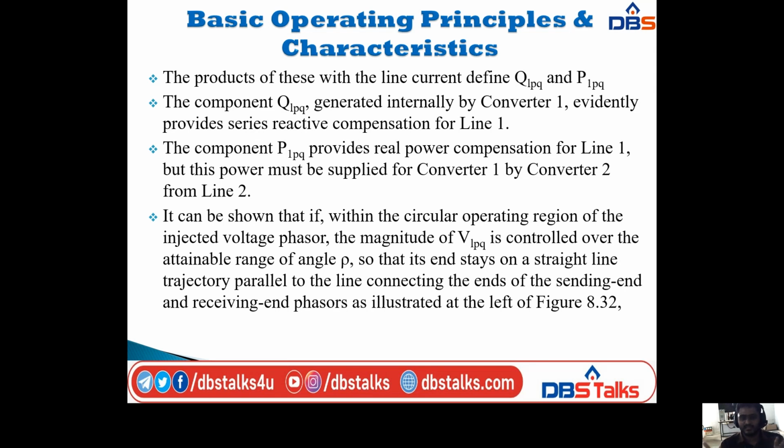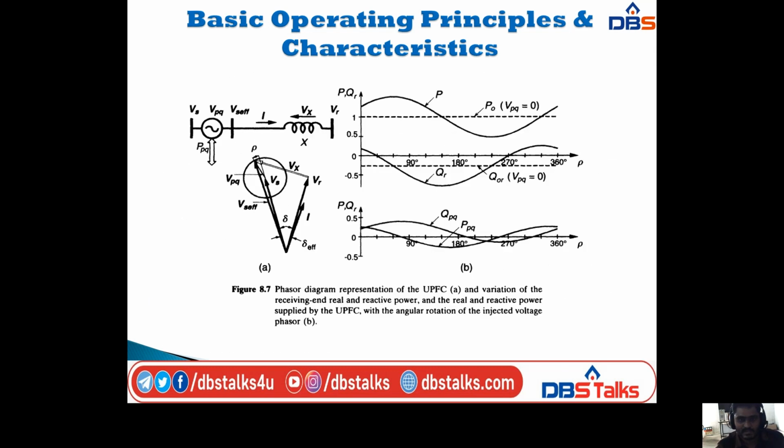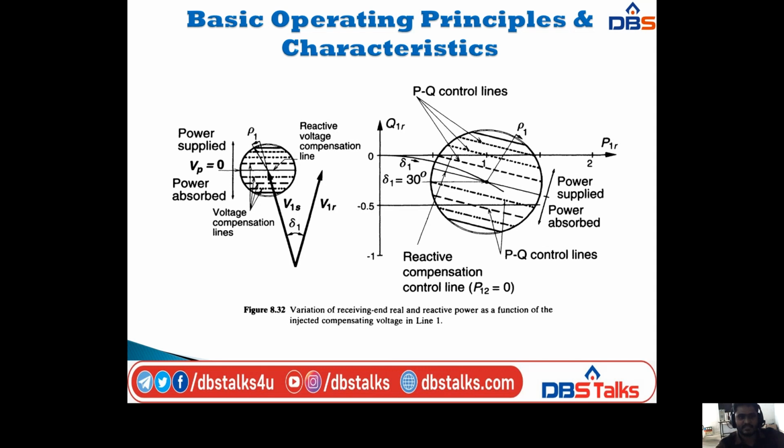So it can be shown that, within the circular operation region of the injected voltage phasor, if the magnitude of V1PQ is controlled over the attainable range of angle rho so that its end stays on a straight line trajectory parallel to the line connecting the ends of the sending end and receiving end phasors, that is illustrated at the left of figure 8.32, that is this one. On the left side, power supplied Vp is equal to 0, and power absorbed and voltage compensation lines are like that. This will illustrate that operation.